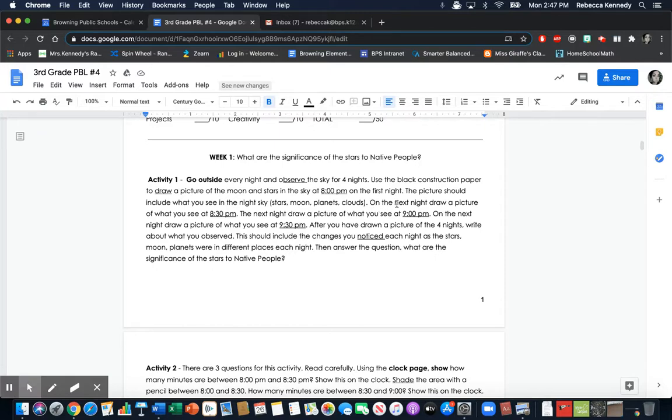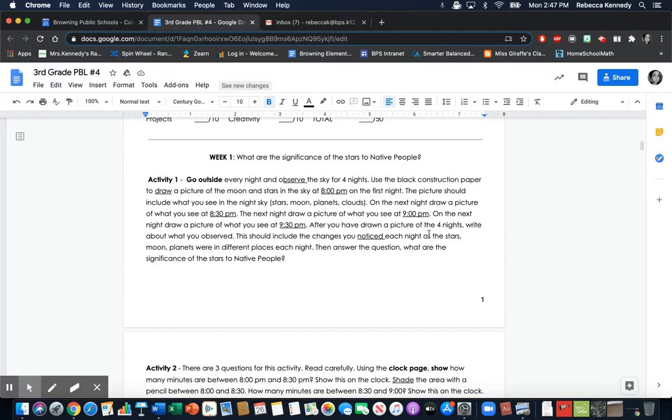On the next night, the second night, you will draw a picture of what you see at 8:30 p.m. So the first night was at 8, the second night is at 8:30. Then the next night, the third night, draw a picture of what you see at 9 p.m. Then on the fourth night, draw a picture of what you see at 9:30 p.m.